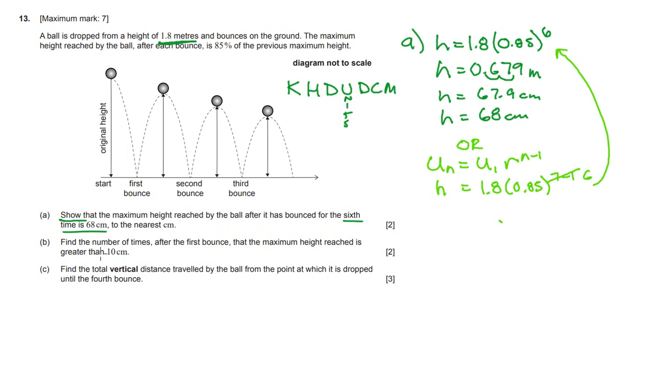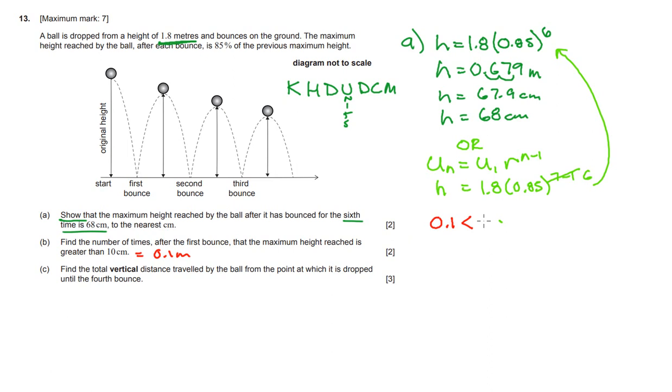Part B, find the number of times after the first bounce that the maximum height reached is greater than 10 centimeters. So what we want to do here on B is find when the maximum height reached is greater than 10 centimeters. Centimeters back to units, we move the decimal over twice, so that's 0.1 meters. Since all of this is in meters, let's keep it with that. We want to know when the height reached is greater than 0.1 meters.